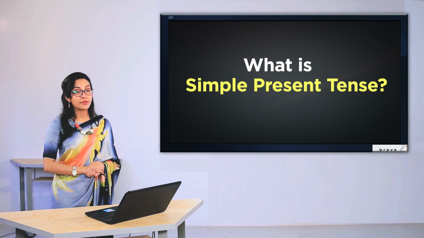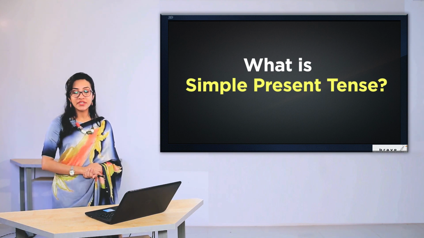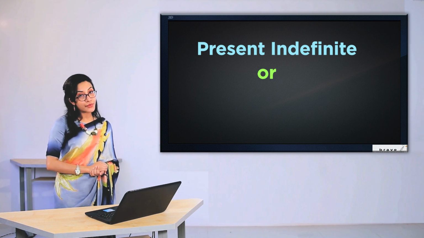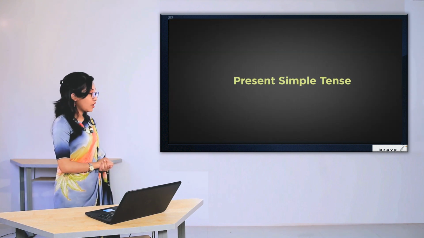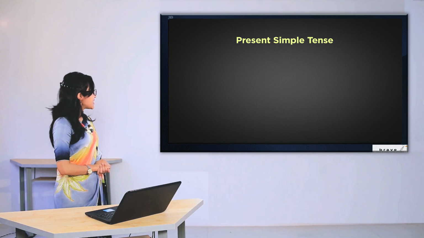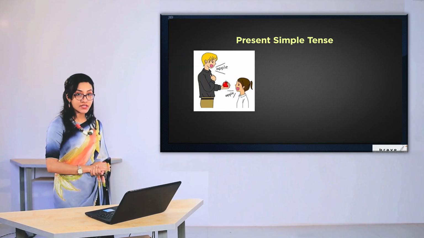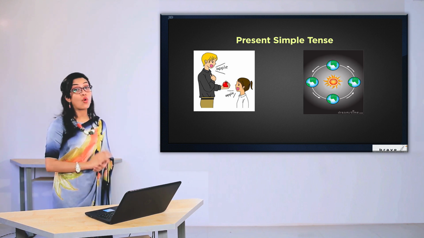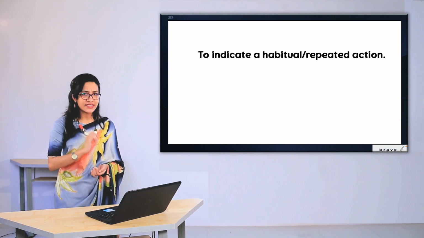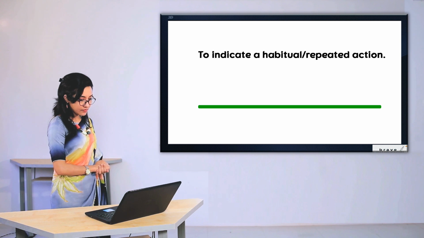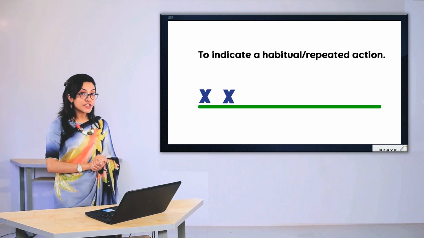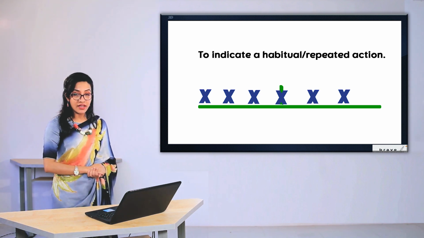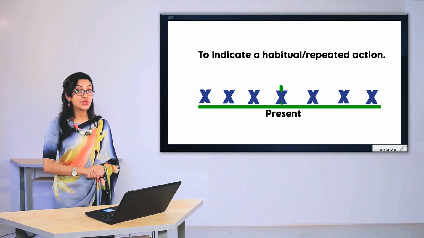Now, what is simple present tense? Simple present tense is also known as present indefinite or present simple tense. We use the present simple tense to talk about repeated actions or events, permanent states or things which are always true. Let's see an example of this. Now, this is the first picture where we can see that there are some crosses given and these are referring to events.